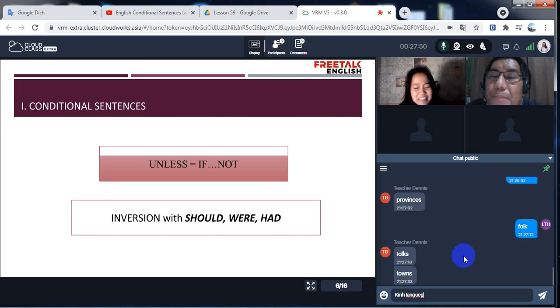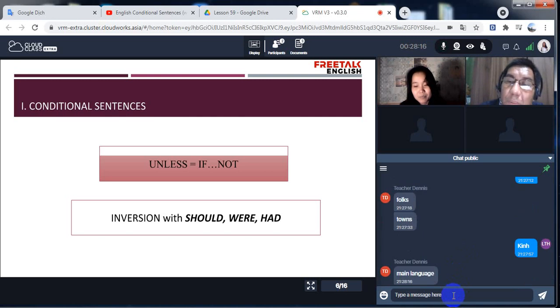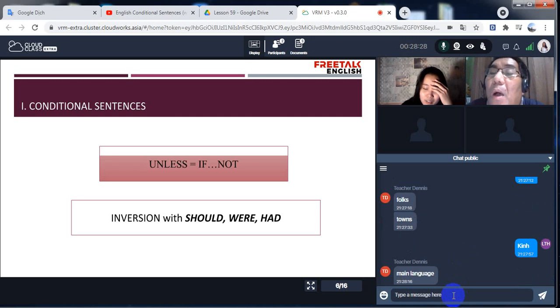We have a main language. Everybody in Vietnam can understand the main language, just like in the Philippines, I think. But some places in Vietnam have a separate language.